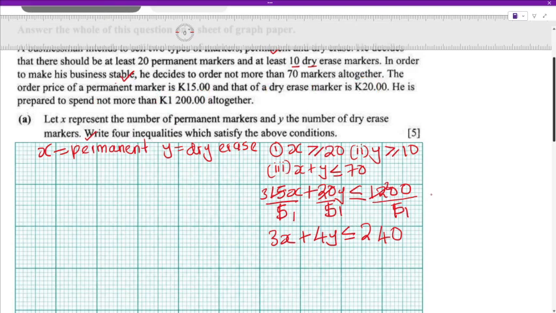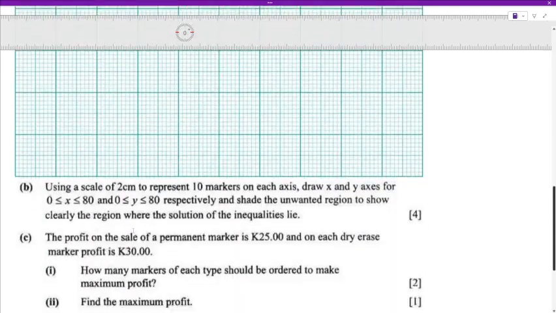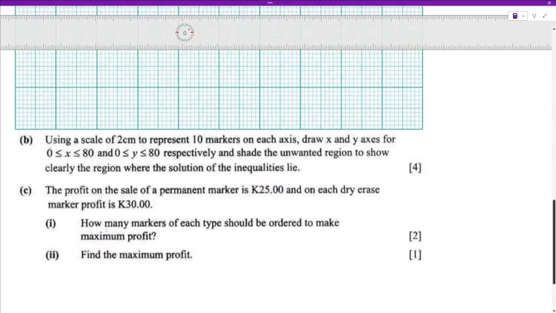We now proceed to the question that requires us to draw. This one is saying, using a scale of 2 centimeters to represent 10 markers on each axis, draw x and y for the range. X is from 0 to 80, and y is also from 0 to 80. Since they both start from 0, we can put our 0 right there. So 2 centimeters represent 10 markers, so this is 10 markers, 20, 30, 40, 50, 60, 70, 80. The range is from 0 to 80 on the x.